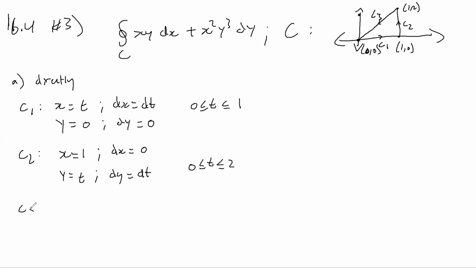And then finally, for segment C3, we have that x is equal to 1 minus t. Since we're going from this vertex down to 0, 0, I can set x equal to 1 minus t and set the domain of t to be bounded between 0 and 1, while having y starting at a position of 2 minus a slope of 2 times t.